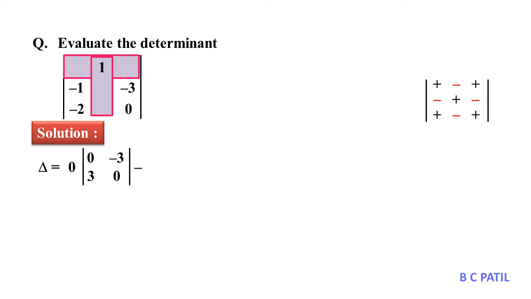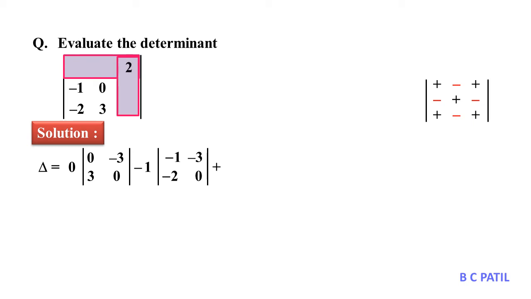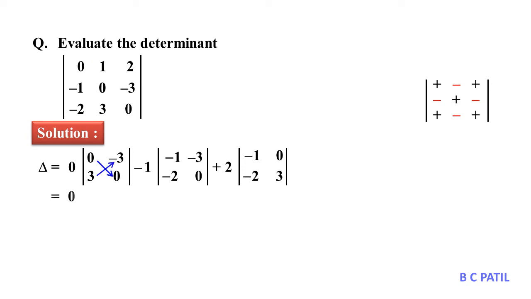Next sign minus. Element is 1. 1 into determinant of minus 1, minus 3, minus 2, 0. Next sign plus. Element 2 into determinant of minus 1, 0, minus 2, 3. 0 into anything, 0. Plus minus 1 into determinant value is 0 minus 6 plus 2 into determinant value is minus 3 minus 0.